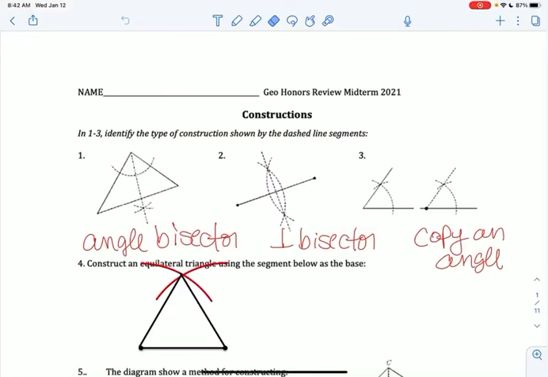Hi everyone, this is a video of the midterm answers, but just questions 1 through 14, which you should have done yesterday. So question 1 is an angle bisector.